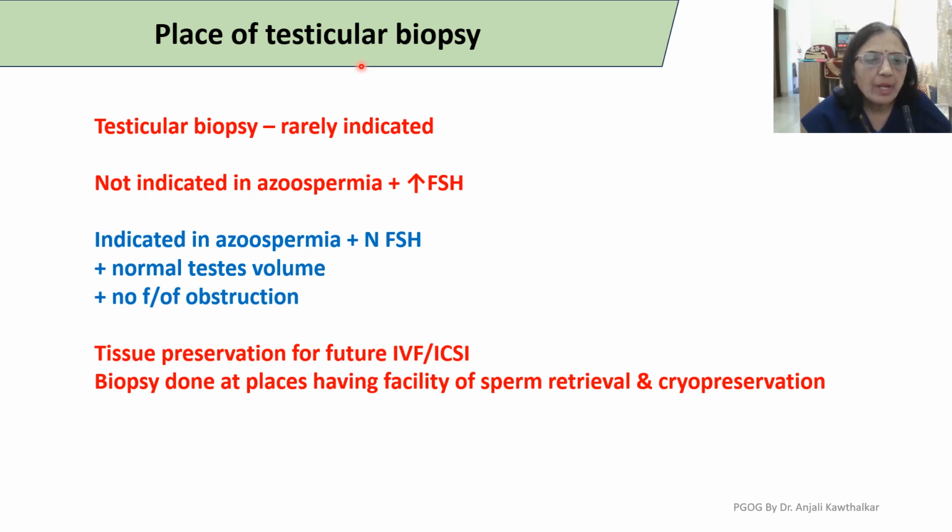Now, the place of testicular biopsy: it is rarely indicated, and not indicated whenever there is azoospermia with raised FSH. It is indicated whenever there is azoospermia and normal FSH, normal testis volume, and no features of obstruction. These are the rare situations where testicular biopsy will be of help. Otherwise, there is no need to find out whether the cause of azoospermia is obstructive or non-obstructive by doing a testicular biopsy.